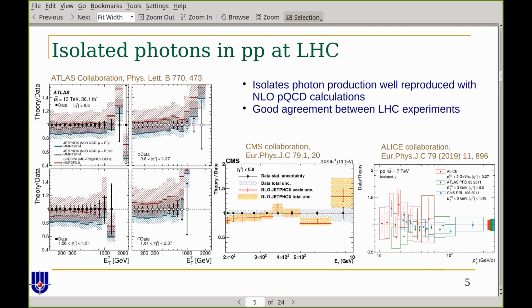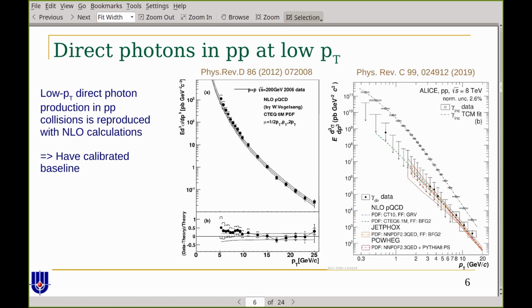Okay, this was the high PT end of our spectrum, and at the low PT end we can look at direct photons, again measured at RHIC energy by the PHENIX experiment and compared to QCD predictions, and you see that these calculations reproduce the direct photon yield in PP collisions pretty well. The same situation is at LHC energies, measured with ALICE. You see that where we have measurements, QCD predictions reproduce data pretty well.